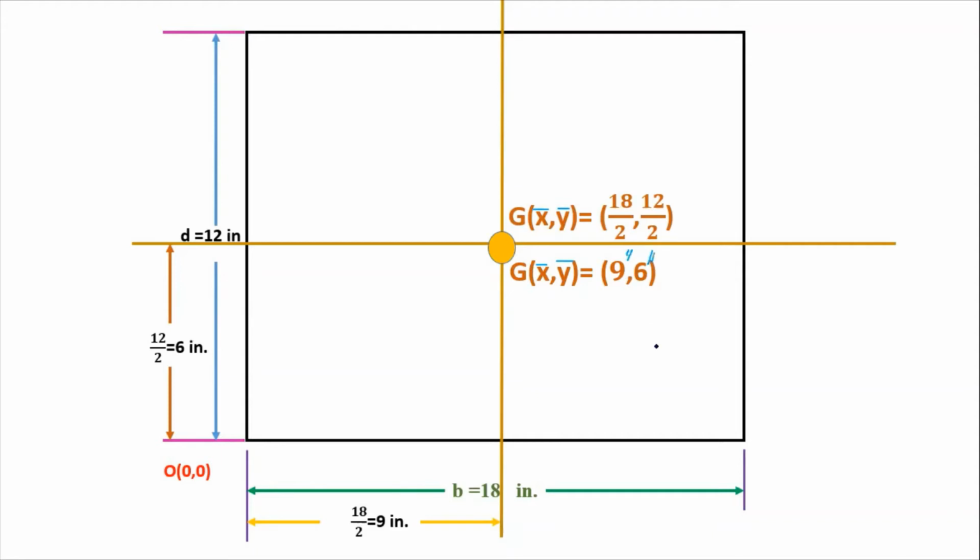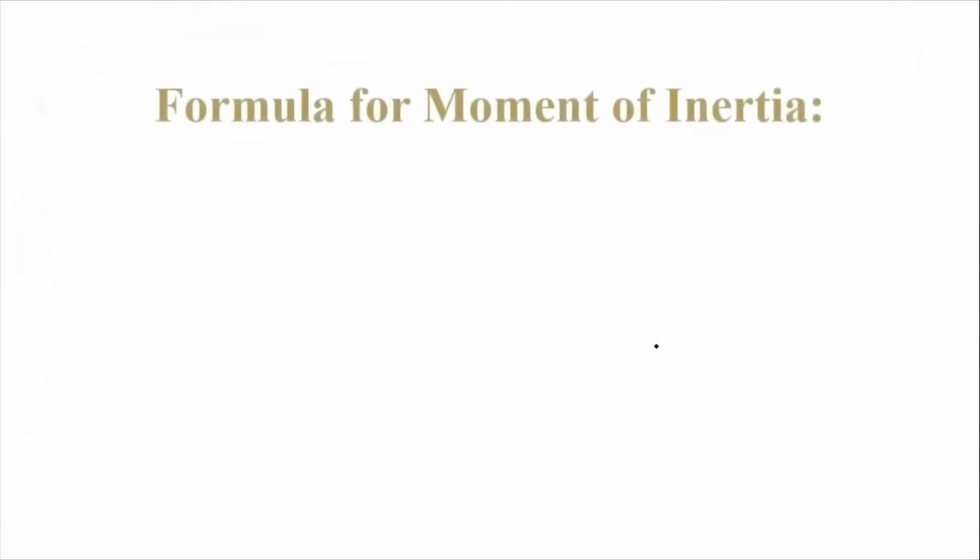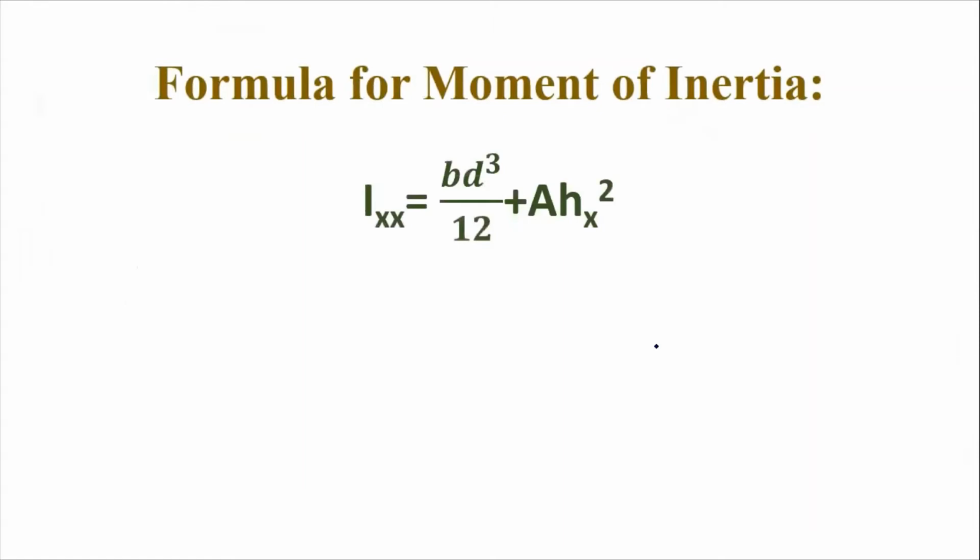This is the way. So now and onwards, we have to calculate the moment of inertia for this rectangular cross section. And here goes the moment of inertia. You know the formula for moment of inertia very well. This is Ixx and Iyy.